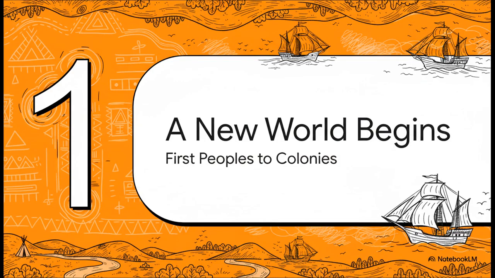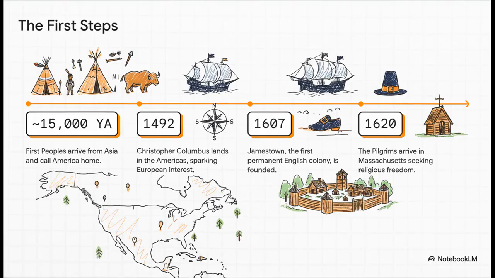All right, let's start at the very beginning. I mean, way back. Our story kicks off long before the United States was even a thought, with the land's original inhabitants, and then, of course, the arrival of Europeans. Now this timeline really puts things in perspective, doesn't it? For something like 15,000 years, this land was home to all these incredibly diverse Native American cultures. Then, 1492 happens. Christopher Columbus arrives, and that just kicks off a whole new era of European colonization.